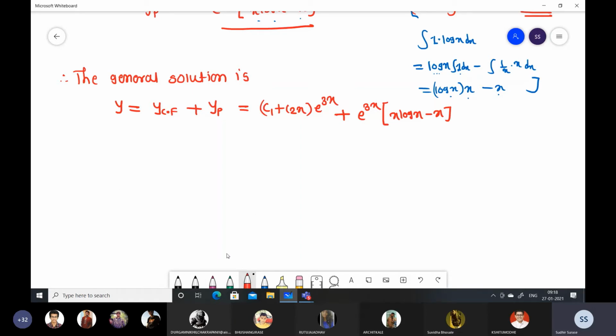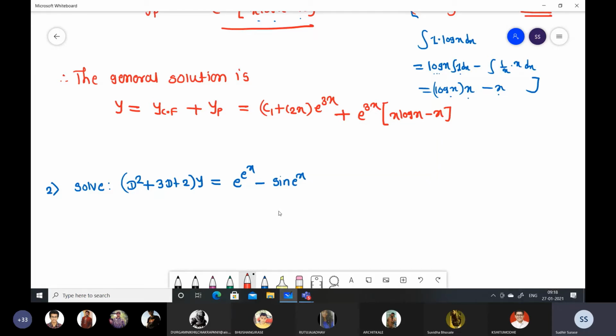OK, and now the next example, where I'm going to discuss a slightly different and more difficult example, so that you will understand the benefit of using the general method. Next, solve (D squared plus 3D plus 2) y is equal to e to the power x minus sine e to the power x. Now this time we can see a very strange function on the right-hand side. It is e to the power x minus sine e to the power x.